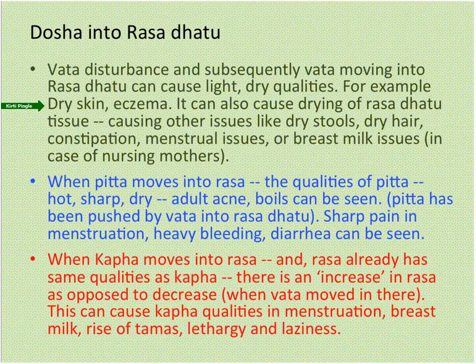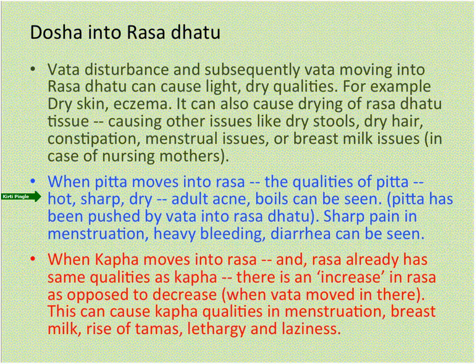In addition to this, the person also starts showing different issues like dry stools, constipation, dry hair, then menstrual issues. The menstrual fluid will be more darkish in color, the periods will be of short duration, and the menstrual fluid will be of lesser quantity. Breast milk will also be dry in nature, very light in nature. So these are the issues that get reflected when Vata moves into Rasa Dhatu.